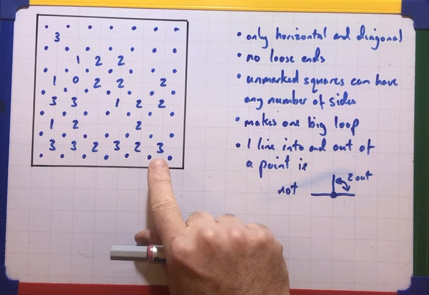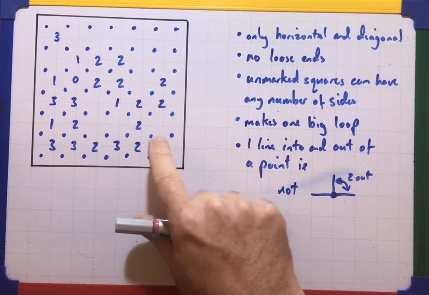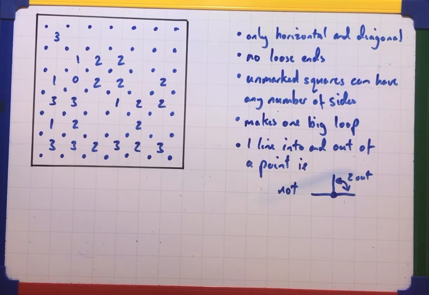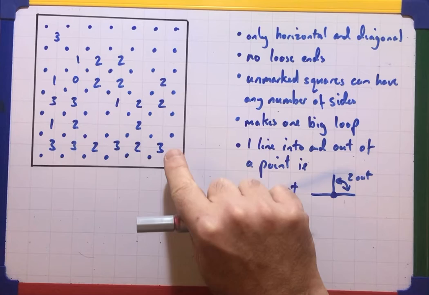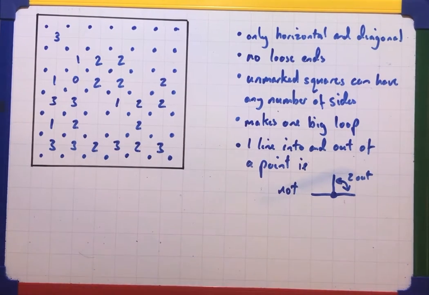Basically the number in the middle tells you how many straight lines there are in the surrounding square. So that tells me 3 of those 4 sides are connected. You can only connect a point to a point vertically or horizontally. You can't do them diagonally.